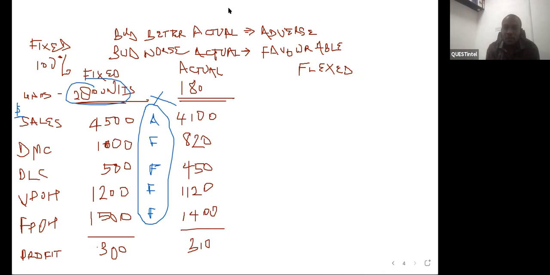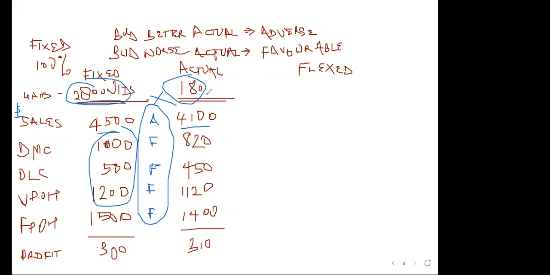You can't compare 200 units with 180 units. Normally, the sales would be higher at 200 than 180, and the cost will generally be higher at 200 than 180. So our basis of comparison is rubbish. We have not really done anything. Not overall favorable, not overall adverse. No work done. That's all we can say.